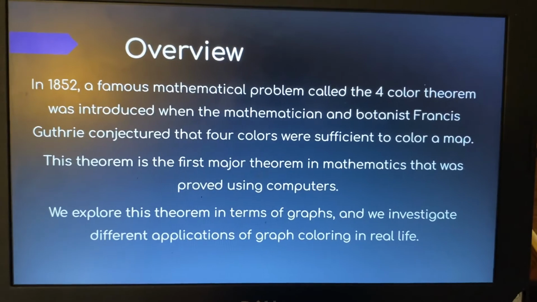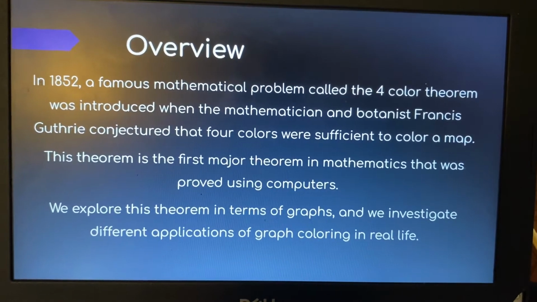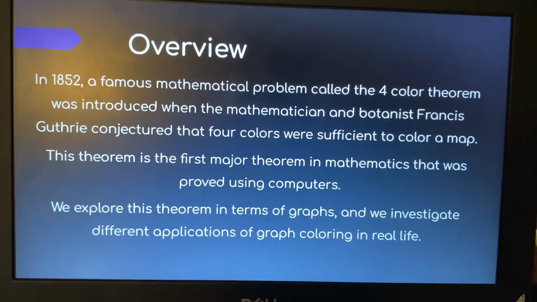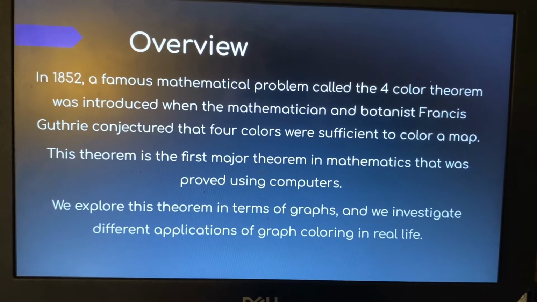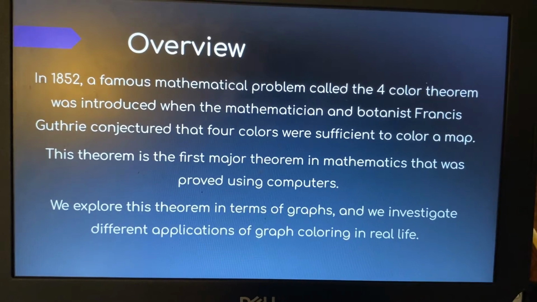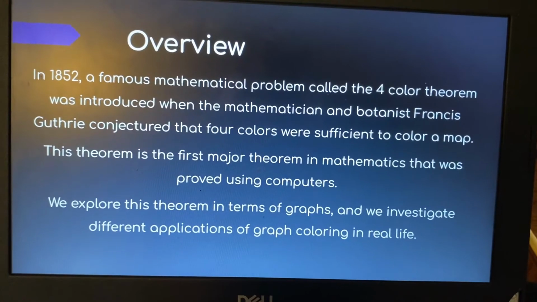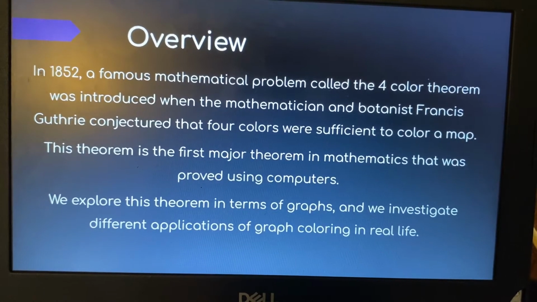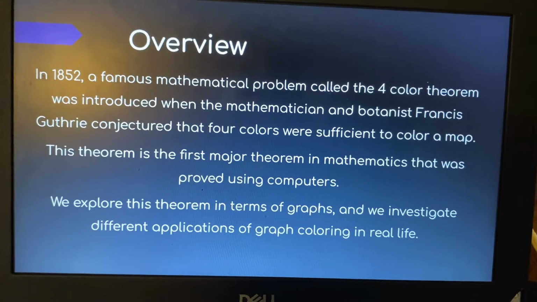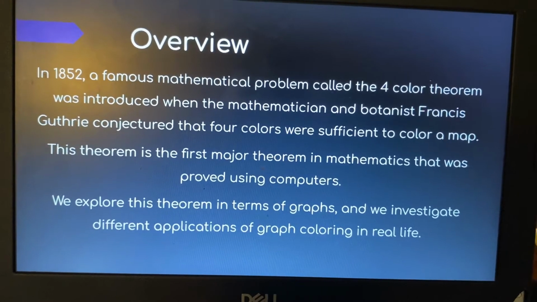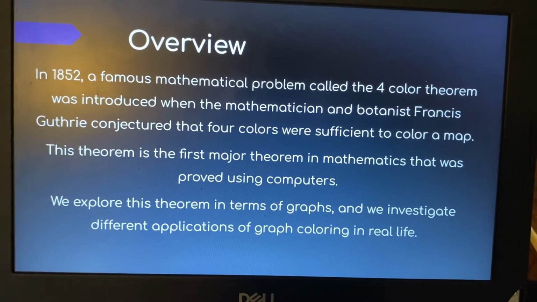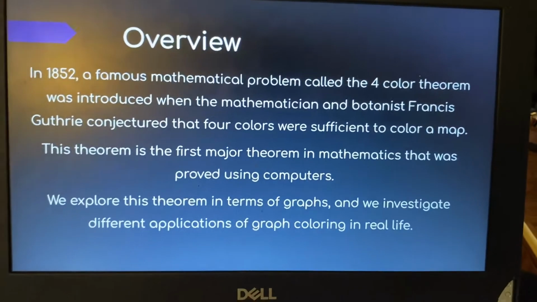So, overview. In 1852, a famous mathematical problem called the four-color theorem was introduced when the mathematician and botanist Francis Guthrie conjectured that four colors were sufficient to color a map. This theorem is the first major theorem in mathematics that was proved using computers, and we explore this theorem in terms of graphs, and we investigate different applications of graph coloring in real life.